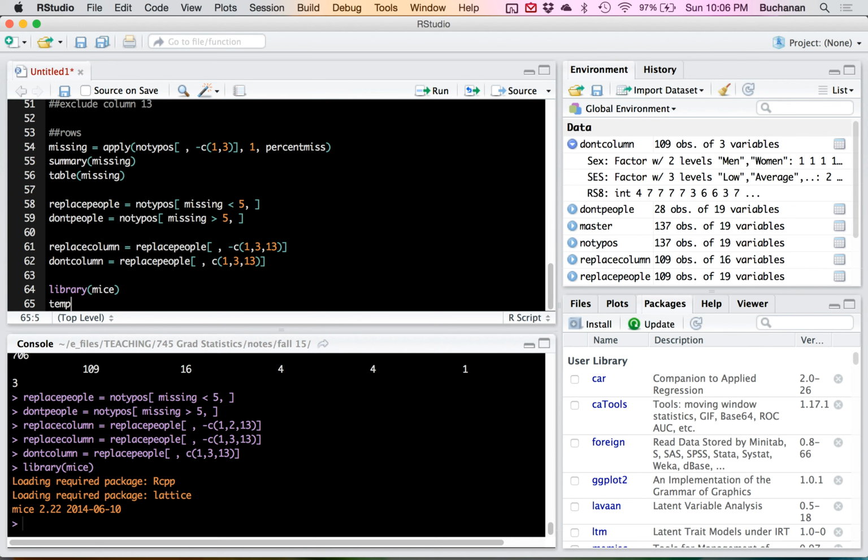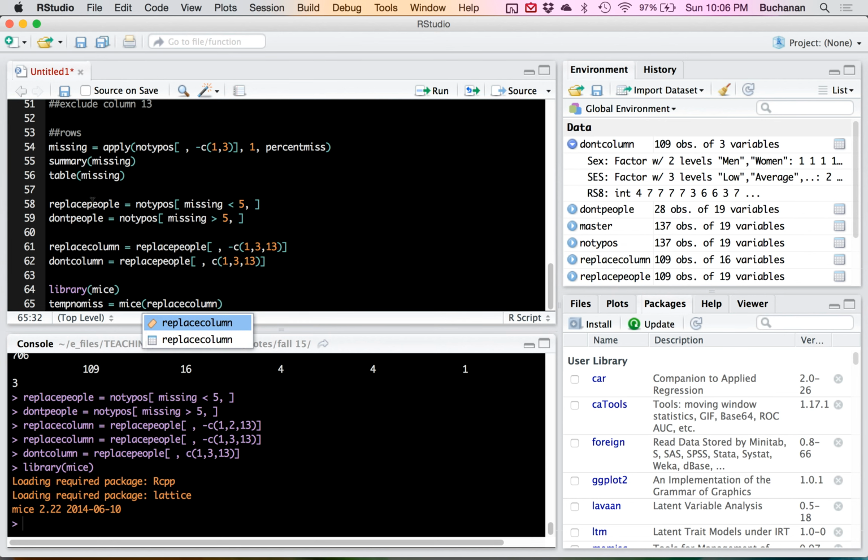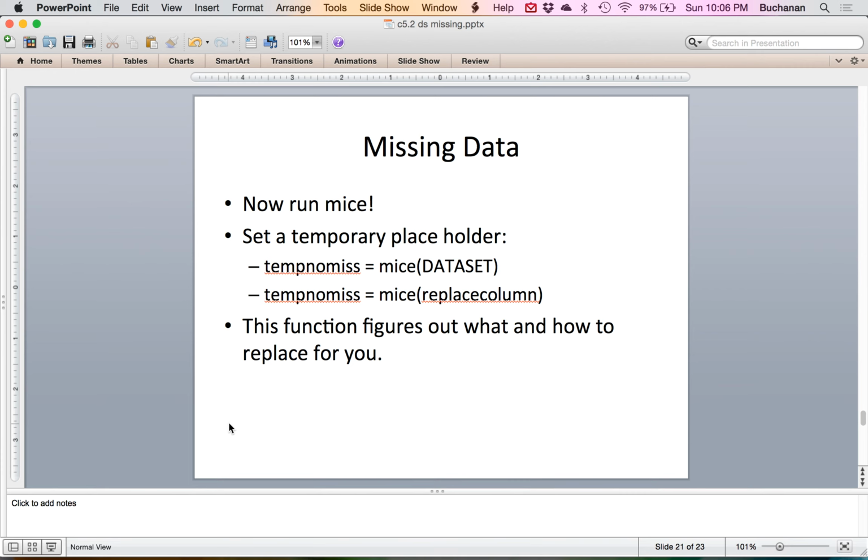So I'm going to create a temporary data set called temp no missing. And the way mice works is the code is mice, the data set name, which is going to be replace column. Okay. I don't have to do replace people because replace people has now been broken into 2 pieces. So I'm going to do replace column, and that's it. There's lots of different things that go on in mice where you can set lots of things to do.